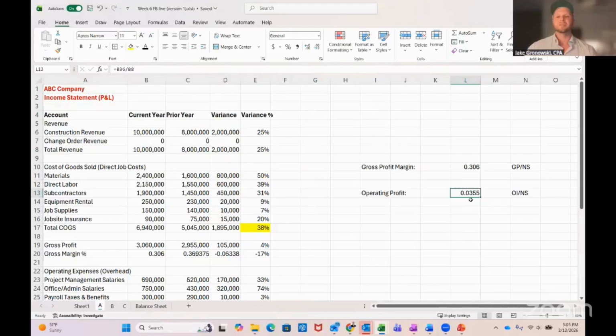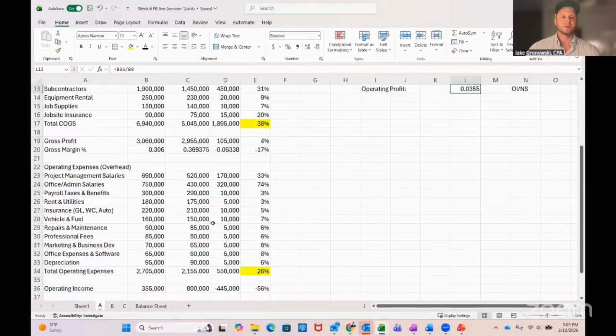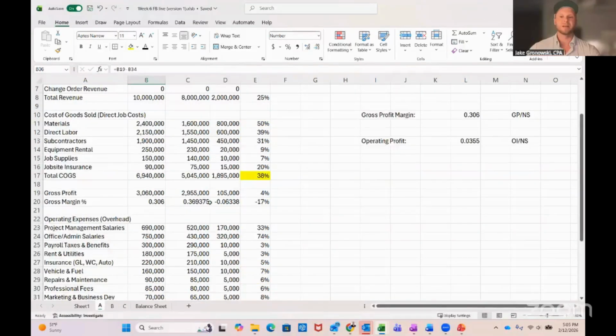Operating profit is going to be operating income divided by net sales. So $355,000 divided by your top line revenue here, $10 million. So a good operating profit margin is typically between 10 and 20%. So in this case, it's just a tad low.